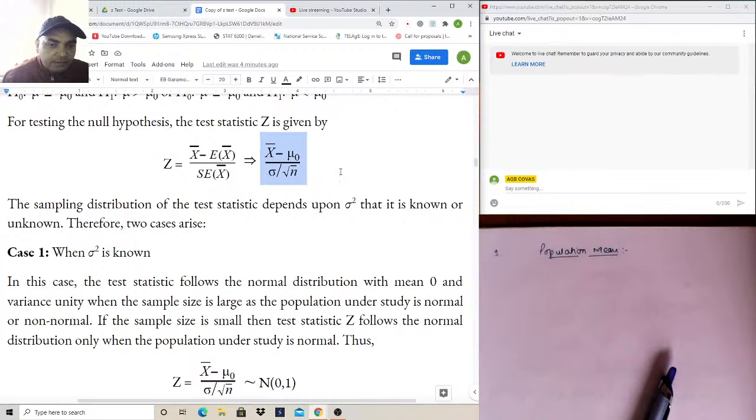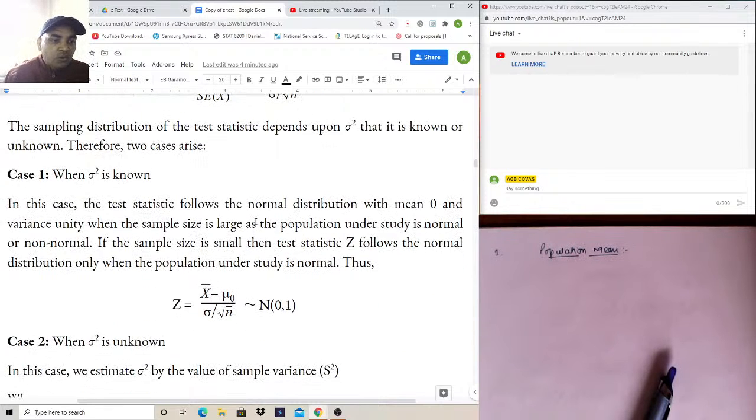Whereas when we were discussing the normal distribution, this root n was not there. Why did this root n come? Because this is the standard error of the sample, not of the population. And in the normal distribution, we were discussing the population. So this root n was not there.